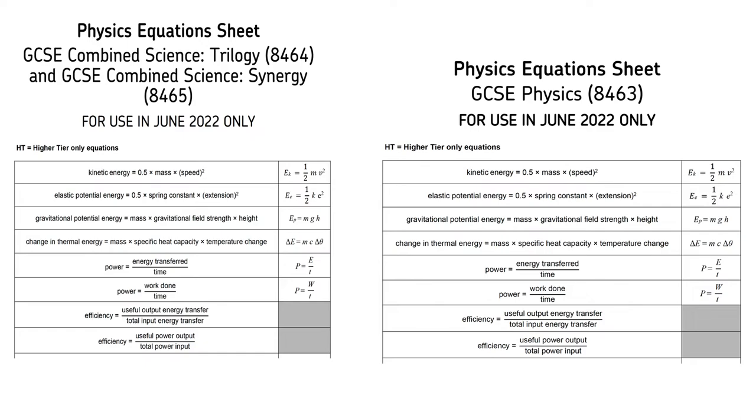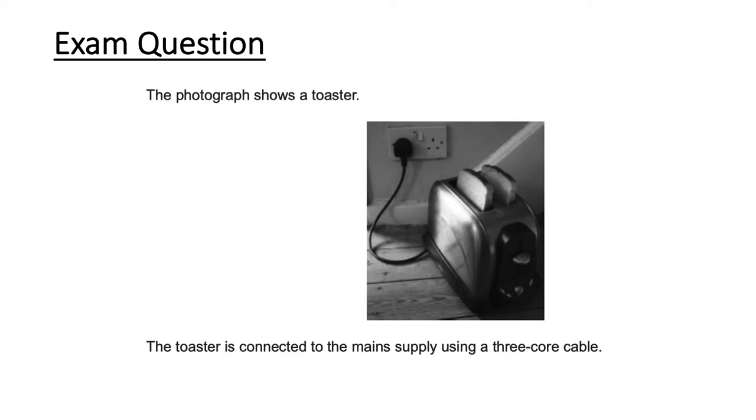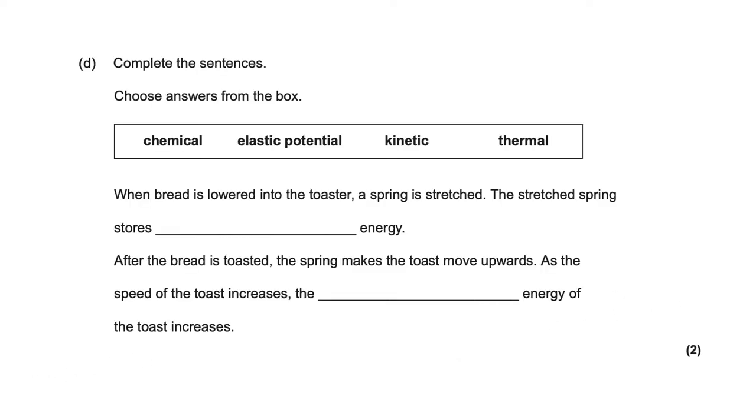Okay, so I'll look at a couple of examples of exam questions of varying difficulty, some wordy ones and some calculation ones. Exam questions, as you will probably have noticed, often start with a bit of a situation. So the photograph shows a toaster. The toaster is connected to the mains supply using a 3-core cable, which means it's plugged in. You don't have to know anything about the mains for these exams, but often exam questions test some information from one bit of the course and then go on to test something from another bit. So I'm just going to look at some sub-questions here.